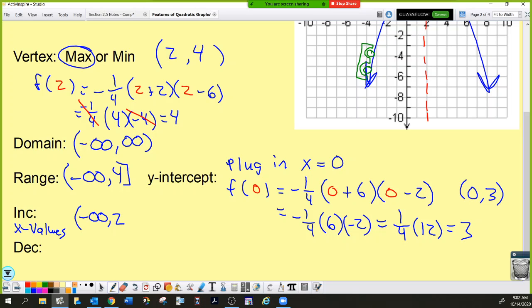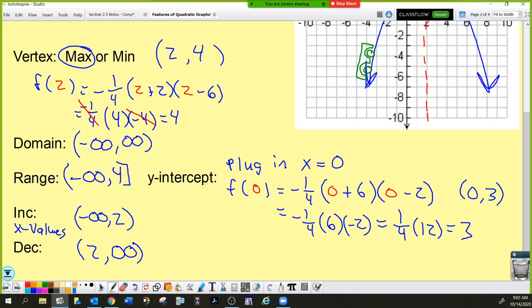But at the value x equals 2, the very, very top of this quadratic, I'm increasing and decreasing at the same time, or doing neither. And because of that, we cannot have a bracket in our increasing and decreasing. It'll always be a parenthesis. And then we begin falling at the value x equals 2. And you never stop falling as you head to the right.